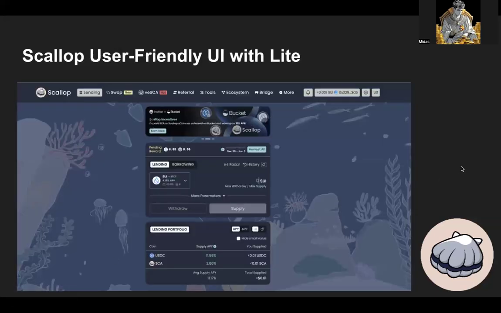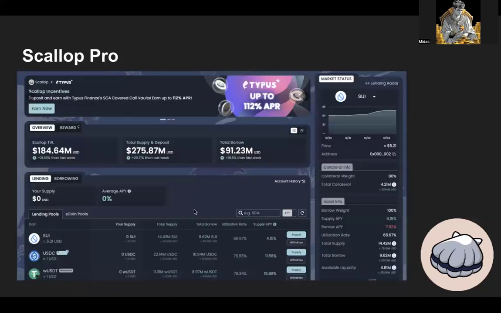I think Scallop also has a very user-friendly UI with Lite. They have the Lite version and the Pro version. The Lite version is for new people coming into the platform wanting to experience how to lend and borrow. It just has minimal features. They also offer the Scallop Pro version, which is more for advanced traders, having all the liquidity pools, the utilization rate, supply APYs, and showing a lot more information. This is more for people that have already used Scallop in the past.